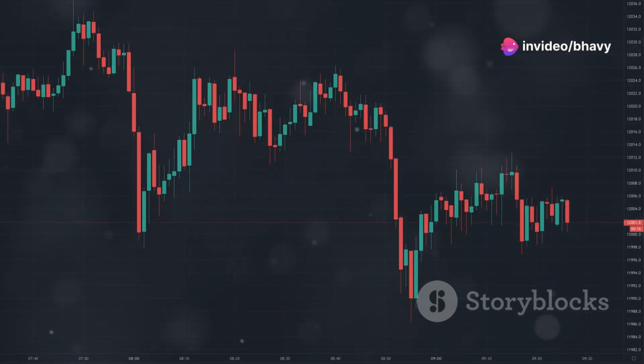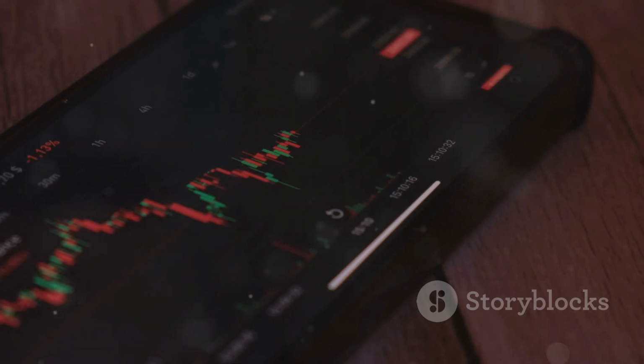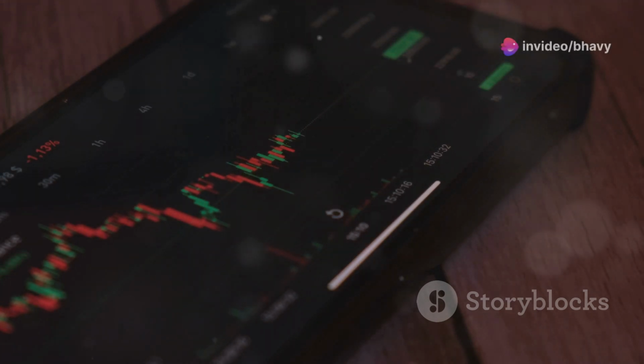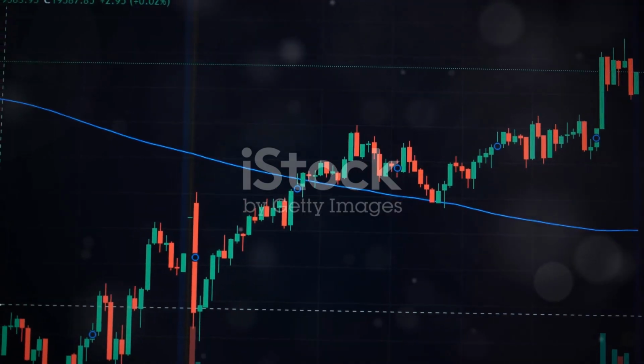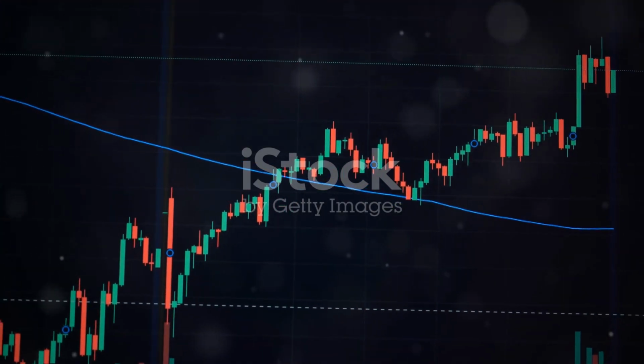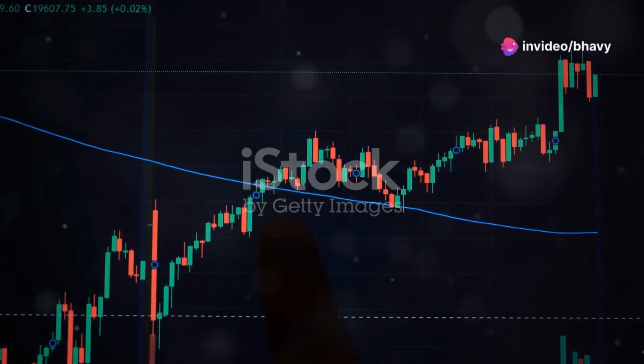Bullish candlesticks, typically depicted as white or green, indicate that buyers were in control during the trading period. These candles often have longer bodies and shorter shadows, reflecting strong buying pressure. Bearish candlesticks, on the other hand, are usually black or red, signaling that sellers dominated the trading session. These candles tend to have longer lower shadows and shorter upper shadows, reflecting selling pressure that pushed prices lower.